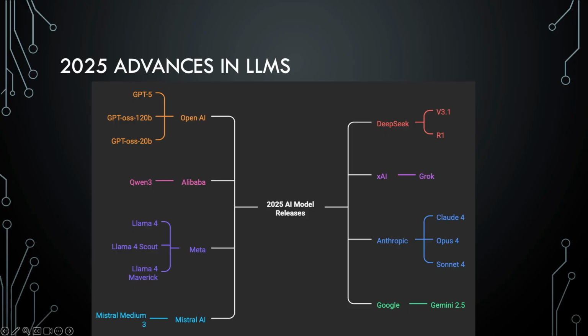Meta released Llama 4, which includes natively multimodal models like Llama 4 Scout and Llama 4 Maverick. Llama 4 Scout has a context window of up to 10 million tokens. Anthropic released the Claude 4 family, Opus 4 and Sonnet 4, which integrate multiple reasoning approaches, including extended thinking mode. Mistral AI released Mistral Medium 3, a multimodal model.